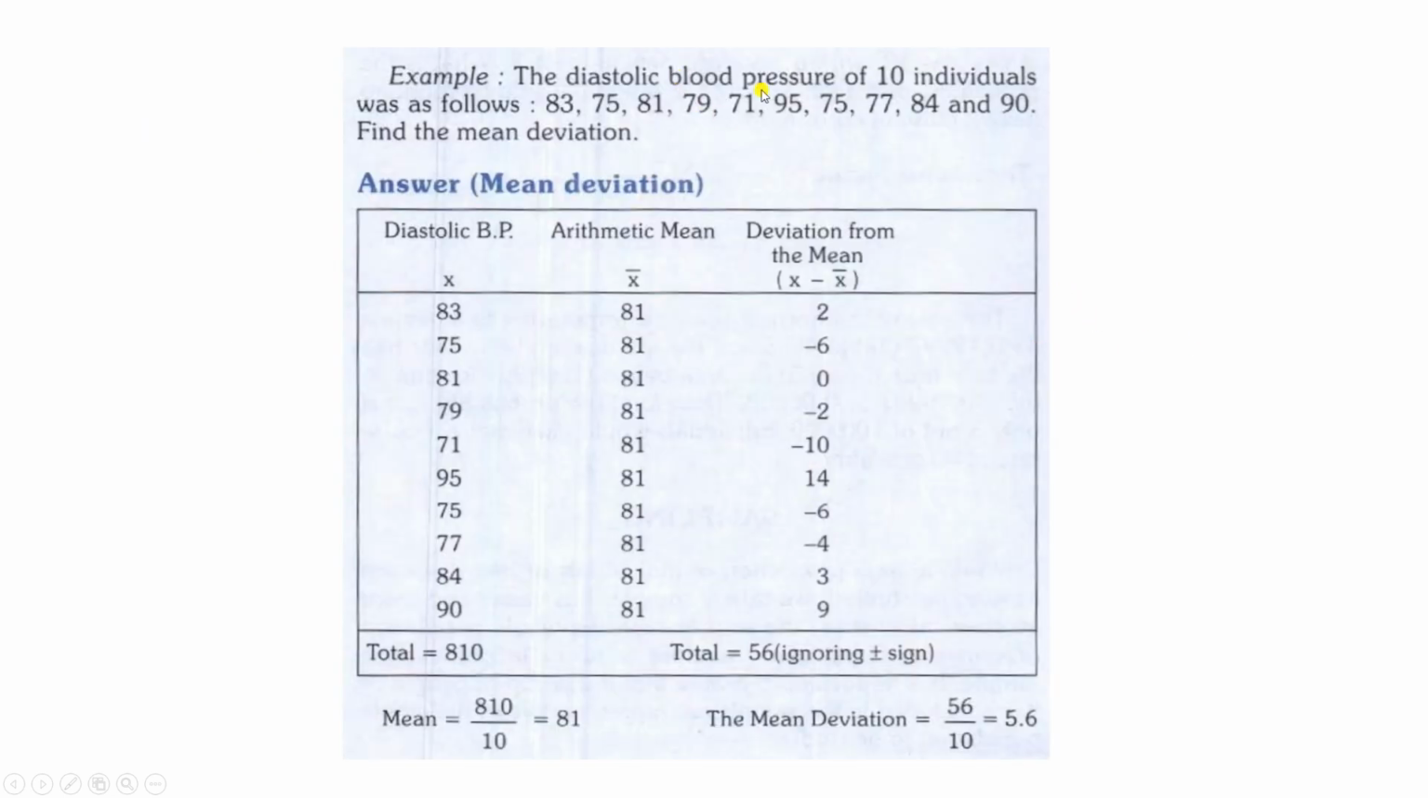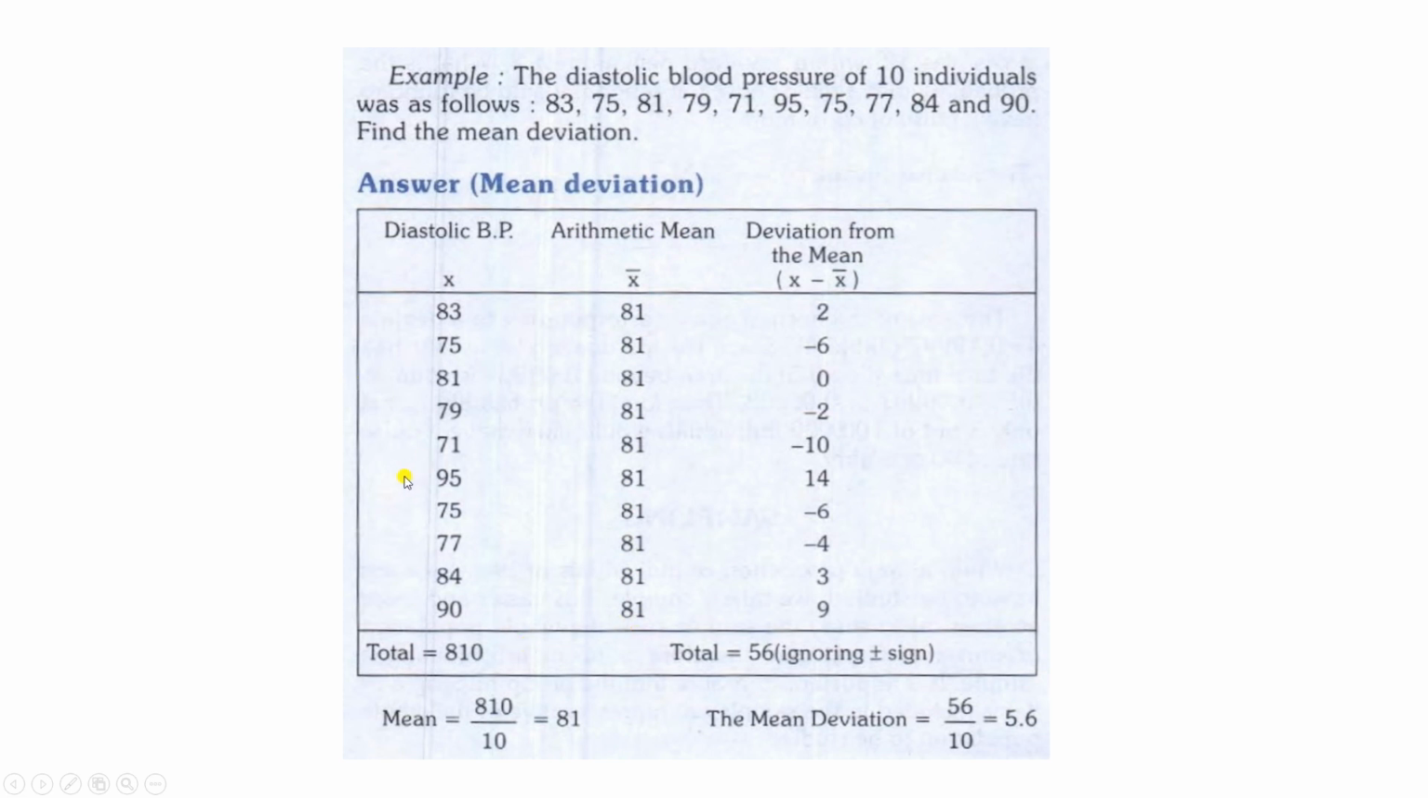See, this is the diastolic pressure of 10 individuals. This is the example taken from your book of Park, so it is available there, you can look in your book also. So we have the blood pressure, DBP, of 10 individuals, and these are the values. So we have written the values here, right? If we add them up, it is 810 divided by 10, because we have 10 individuals. So that is our mean value, 81. So in the next column, we have written the arithmetic mean, which is 81 for each of them.